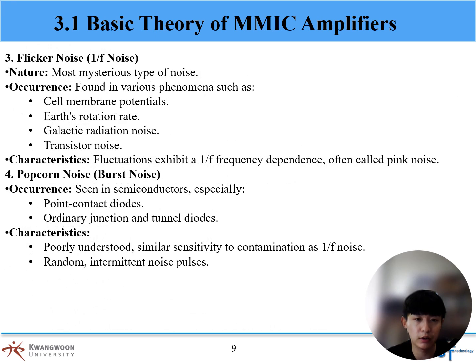The third is the flicker noise. It's the most mysterious type of noise. It's usually found in various phenomena such as cell membrane potentials, Earth rotation rate, classic radiation noise, and transistor noise. The characteristic is that fluctuations exhibit a 1 divided by f frequency dependence, often called pink noise.